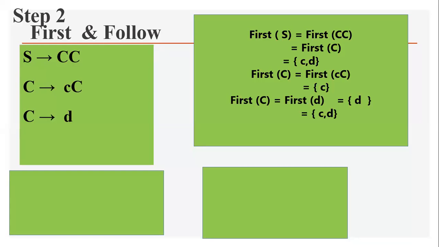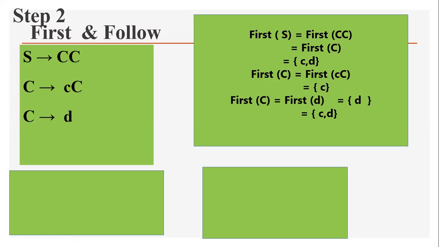If you want to cross check, just observe. First of S you are computing depends on first of C, that is the first symbol. So the first symbol C means c and d, so you can write the answer directly. First of C is equal to the small terminal c, and small d. So like that also you can cross check and confirm your result is correct.